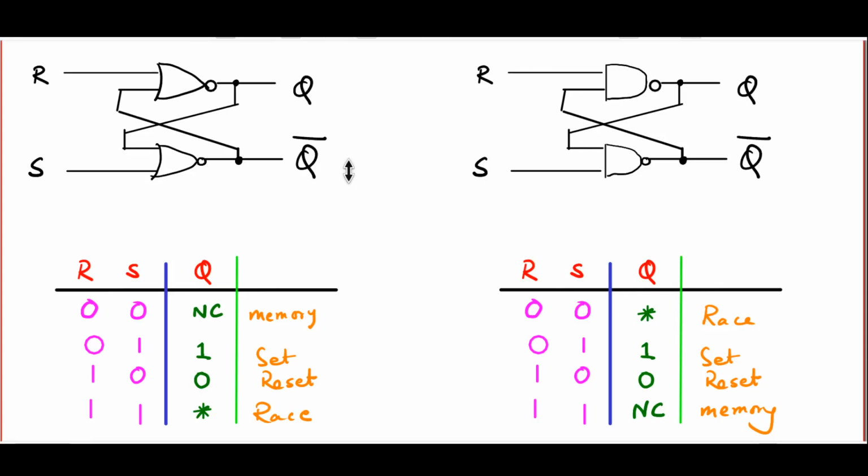In this case, the race condition occurs when both inputs are low. Once again, the output has been marked with an asterisk. But that does not mean that you do not know what Q and Q bar are when R and S are both 0. In fact, when R and S are both 0, it's easy to see that Q and Q bar will be both 1.